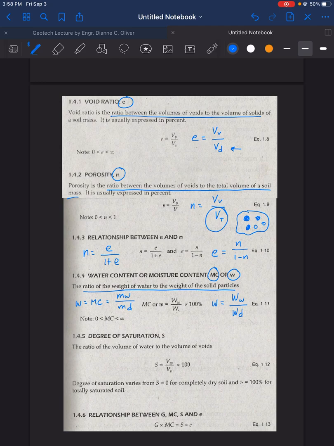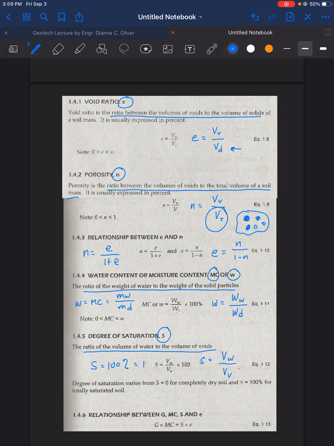Okay. Next, we have the degree of saturation, symbol S. Now, degree of saturation is the ratio of the volume of water to the volume of voids. So, degree of saturation S is equal to volume of water over the volume of voids. Now, in order to remember this, we take note that if the soil sample is saturated, it means S is equal to 100% or S is equal to 1.